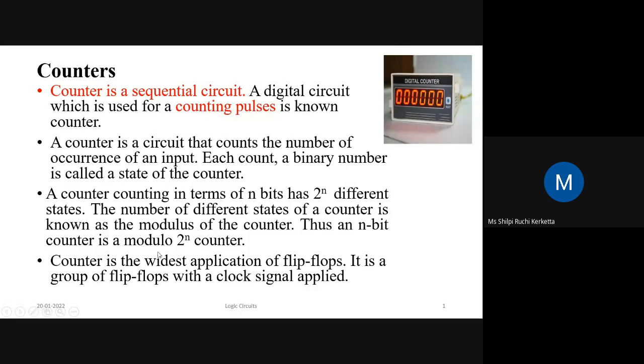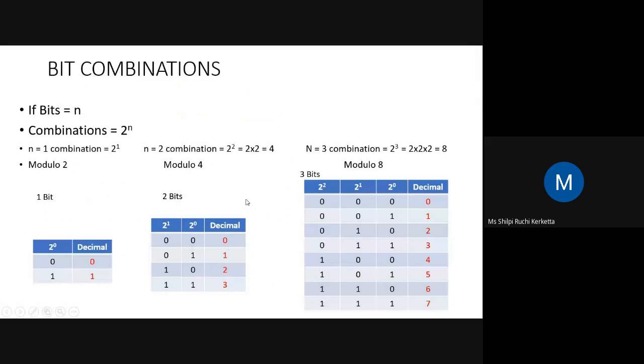So I told you, if the number of bits is n, the combinations will be 2 to the power n. So if 1 is the bit, then we will have 2 combinations, so we will call it modulo 2. If 2 bits are there, then 4 combinations will be there, so we will call it modulo 4. And if 3 bits are there, then 8 combinations will be there, so we will call it as modulo 8 counter.